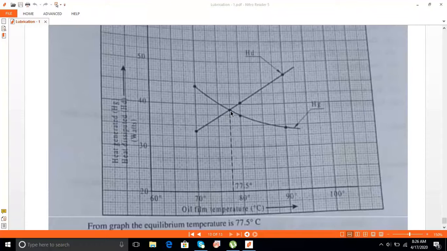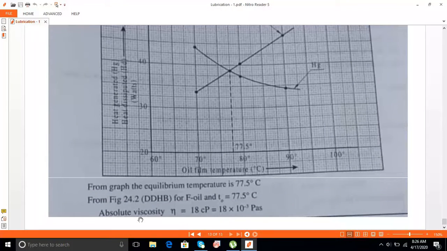At this particular temperature of 77.5, the difference between heat generated and heat dissipated is 0. Corresponding to this temperature, we once again need to calculate the viscosity for that particular grade of the oil, and it is given that for F grade oil at the equilibrium temperature, they have determined the viscosity equal to 18 centipoise.